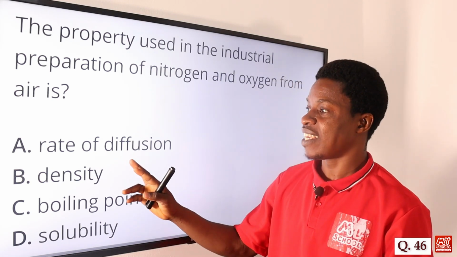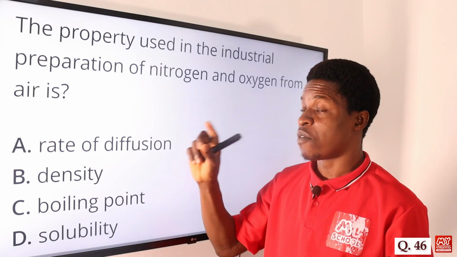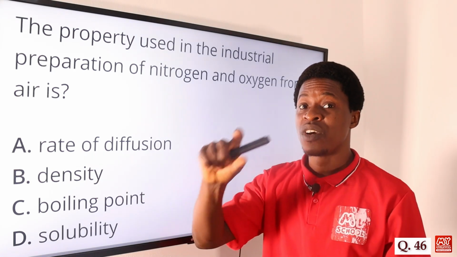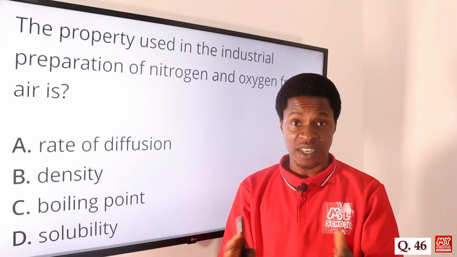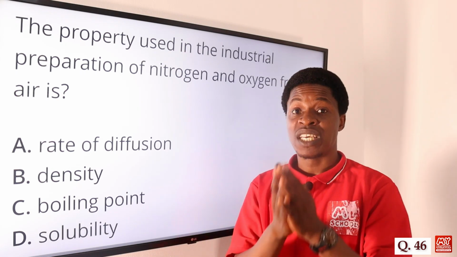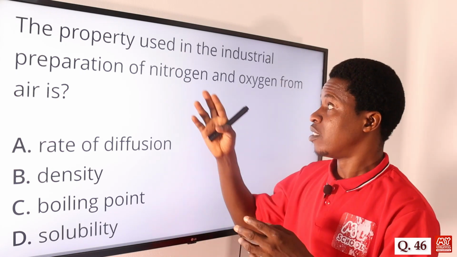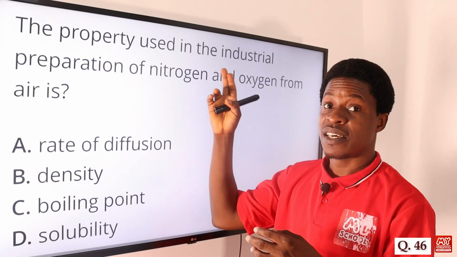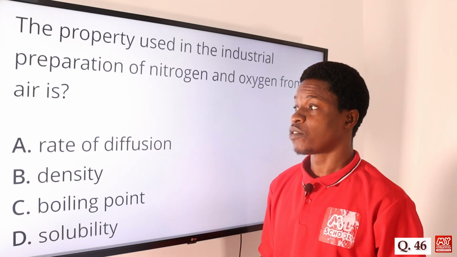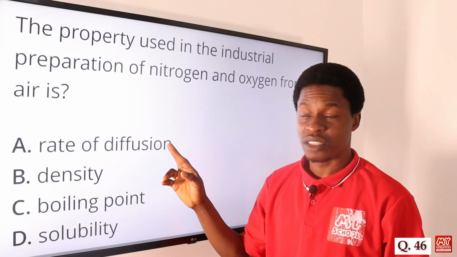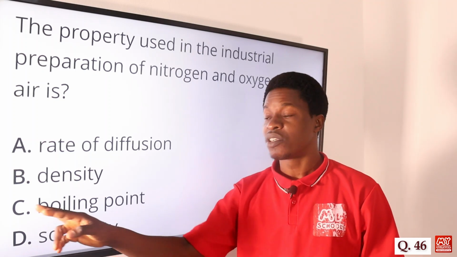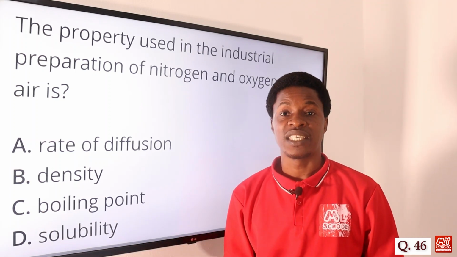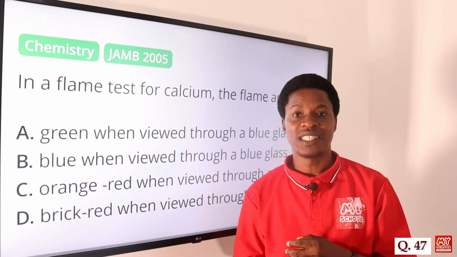So the correct answer here is not rate of diffusion. Don't forget that fractional distillation works on the principle of separation by differences in boiling point. That's the principle on which fractional distillation works. Both of them have different values of boiling point. So the rate of diffusion is not the answer, density is not the answer, solubility is not, but it is based on boiling point. So the correct answer is option C, boiling point. Let's move on to question number 47.